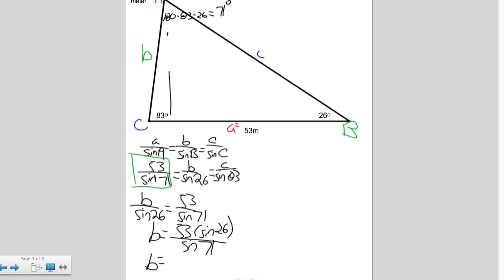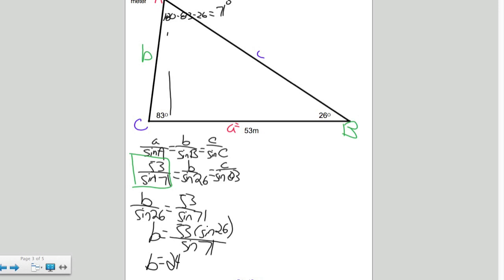You have your calculator? Practice typing this up. 53 times sine of 26 divided by sine of 71. So it gives me 24. Round to the nearest hundredth. What does that mean?